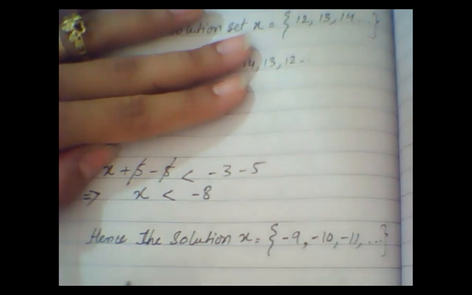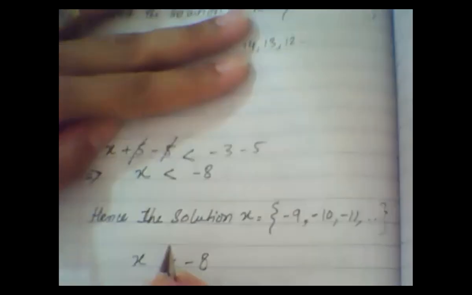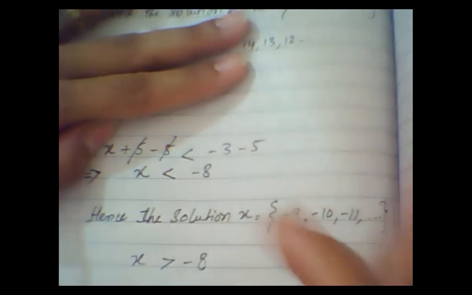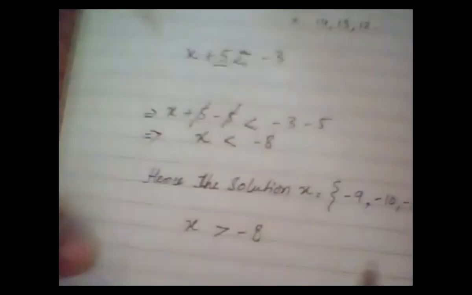For example, Aisha, if x is greater than minus 8, what will be the answer? Minus 7, minus 6, minus 5, and so on. Is it clear or not?